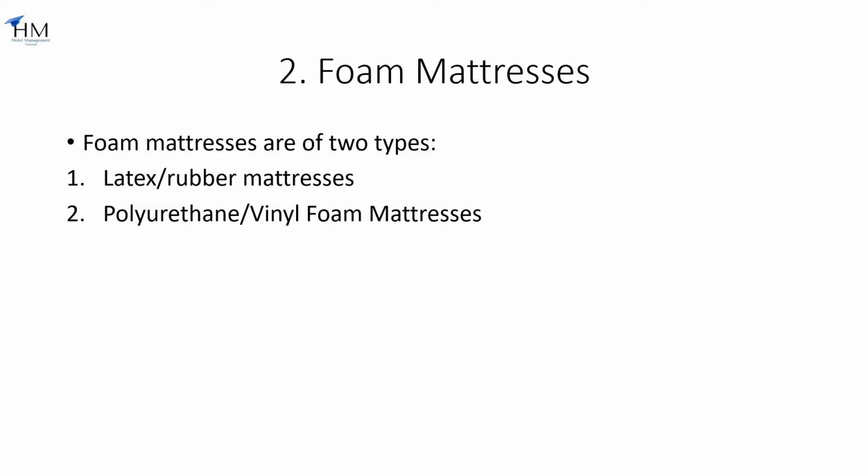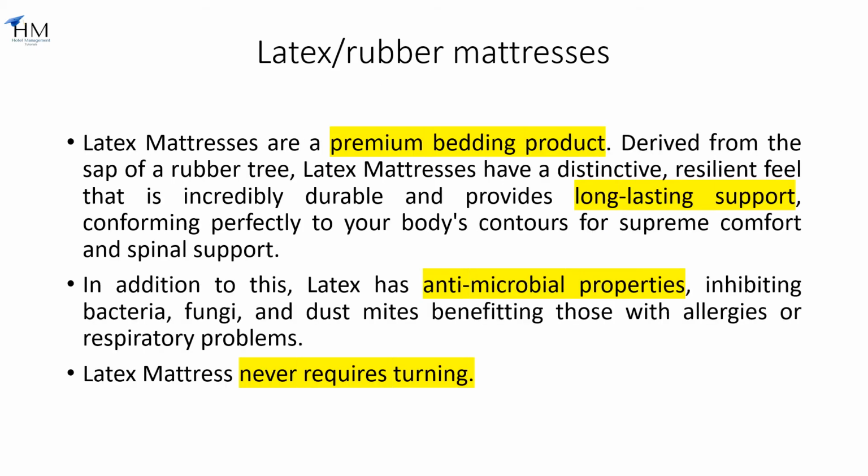Second category is foam mattresses. Foam mattresses can further be classified into two types. Number one, latex or rubber mattresses. Number two, polyurethane or vinyl foam mattresses. Latex or rubber mattresses come under premium bedding products. Latex is derived from the sap of a rubber tree.